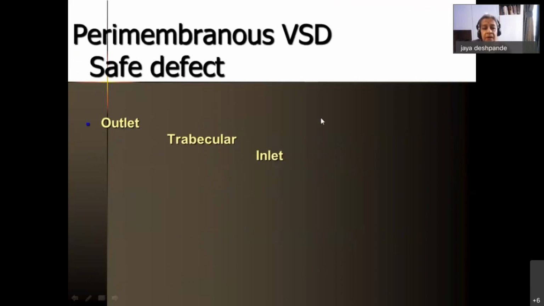Of the three defects, the outlet defect is the safest as far as the surgeon is concerned, particularly because the distance that the bundle of His has to travel is very minimal. Then we have the trabecular defect, and least favorable is the inlet type of defect, because the common bundle of His has to traverse a long way to reach the medial papillary muscle.